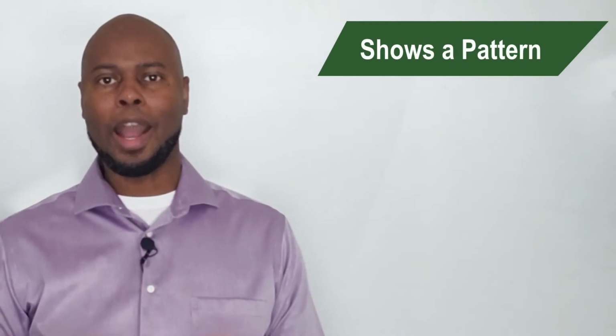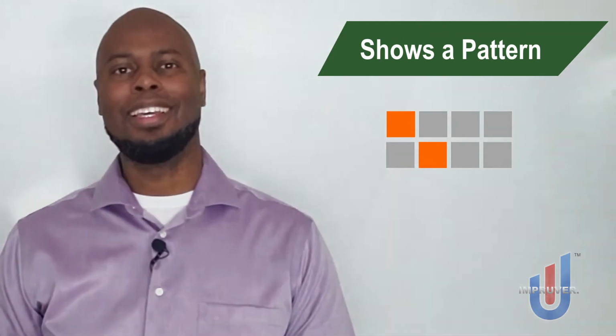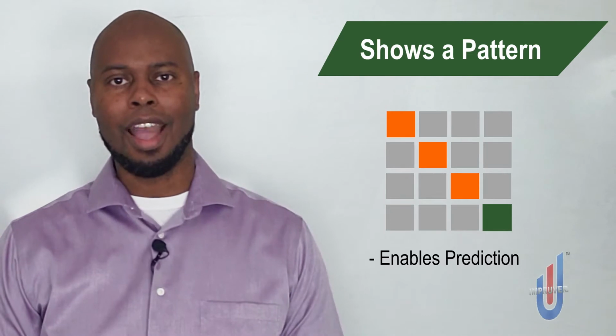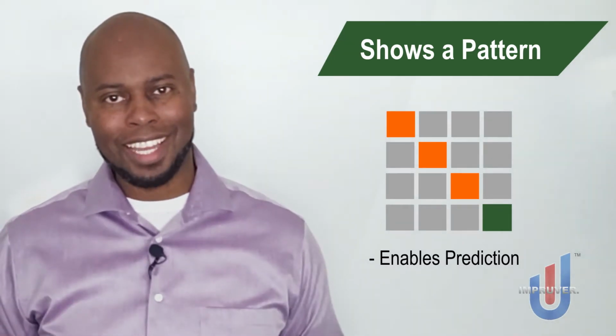Shows a pattern. Why is it important to see a pattern? Because if you can see the pattern, if you can see a consistency of what happened in the past, it allows you to predict what's more likely to happen in the future. Obviously, it's not 100% prediction. Nobody has that gift, which I did.